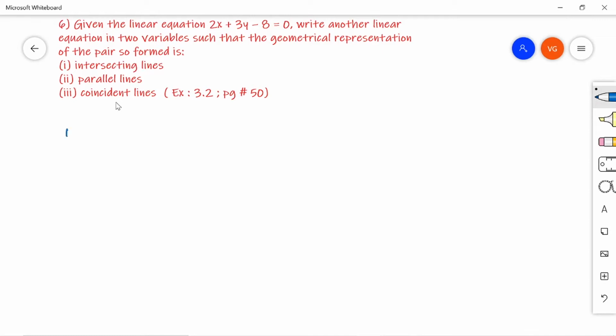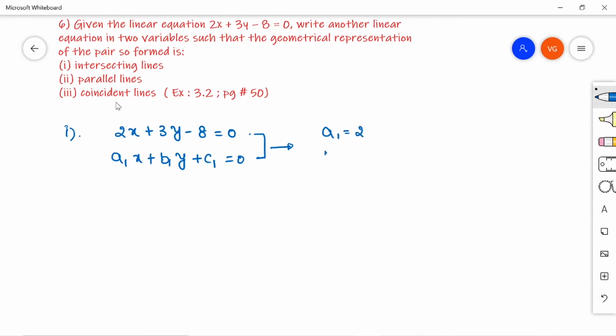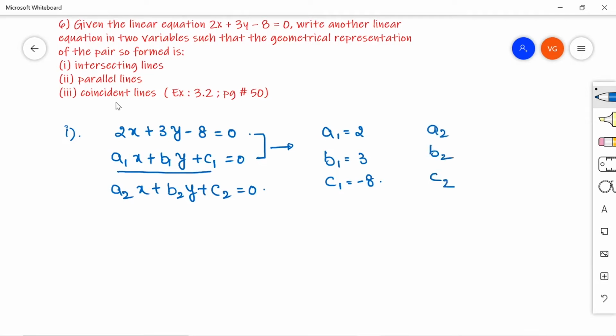So let us consider the first case, the intersecting case. The given linear equation is 2x plus 3y minus 8 is equal to 0. Now take the standard form of a linear equation, a1x plus b1y plus c1 is equal to 0. If I compare these two, I get a1 is equal to 2, b1 is equal to 3 and c1 is equal to minus 8. Now take another linear equation, a2x plus b2y plus c2 is equal to 0. We need to find a2, b2, c2 such that these two lines are intersecting.